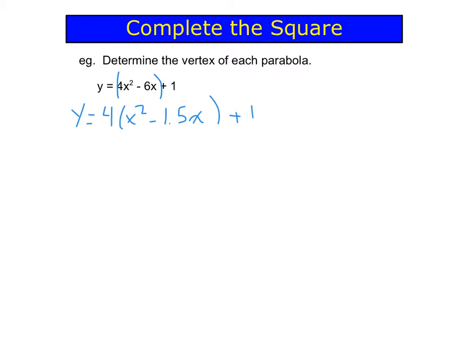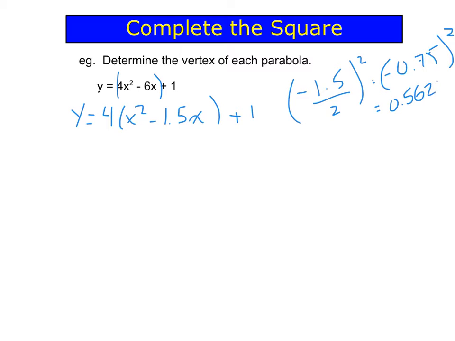Okay, half of 1.5 is negative 0.75, squared is 0.5625. So remember, add and subtract it in. That number is the same as 9/16 if you're using fractions.